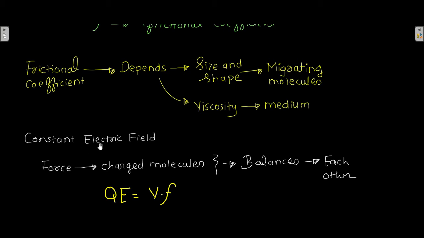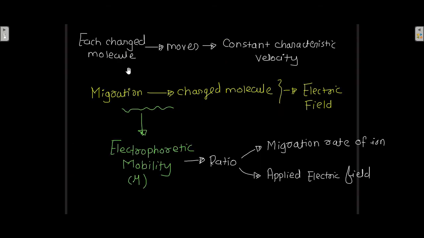Now in a constant electric field, the forces on the charged molecules balance each other. So the electric force is equal to the frictional force, and that is why Q into E is equal to V into F. That is, the charge on the ion into the strength of the electric field is equal to the velocity of the molecule multiplied by the frictional coefficient. Each charged molecule moves at a constant characteristic velocity.